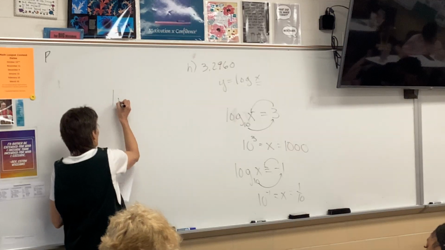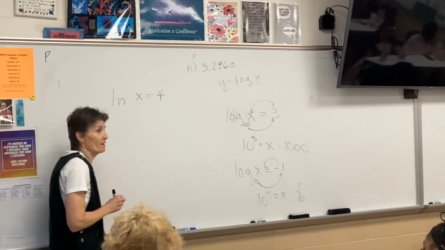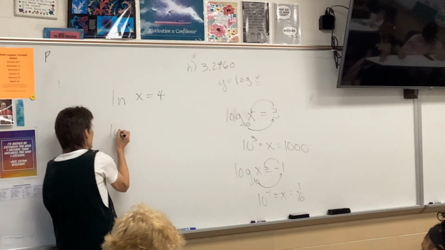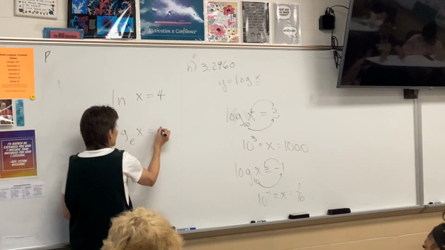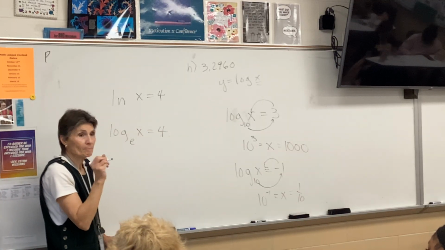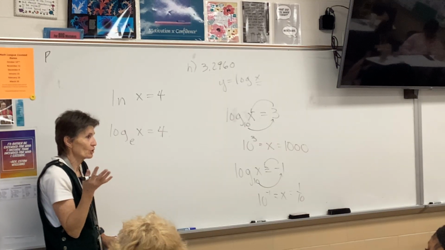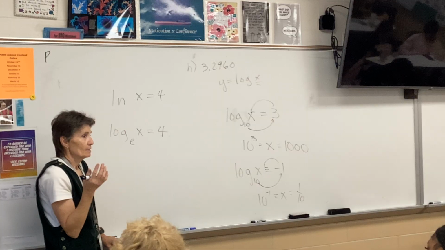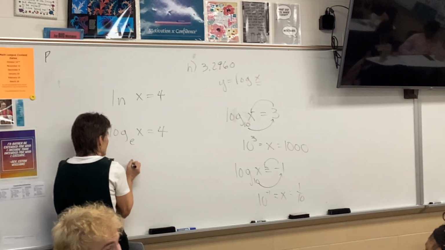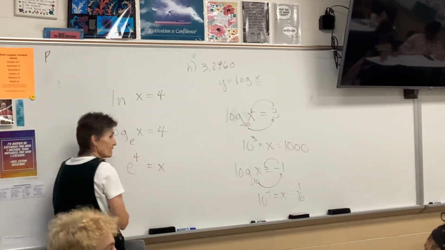D is a little different only because it's an ln. What does ln stand for? Log base e. So I'm going to rewrite my ln as log base e because that's what it is. ln is like an abbreviation. And then I'm going to loop-de-loo it. What's it say when I loop-de-loo it? e to the 4th equals x.